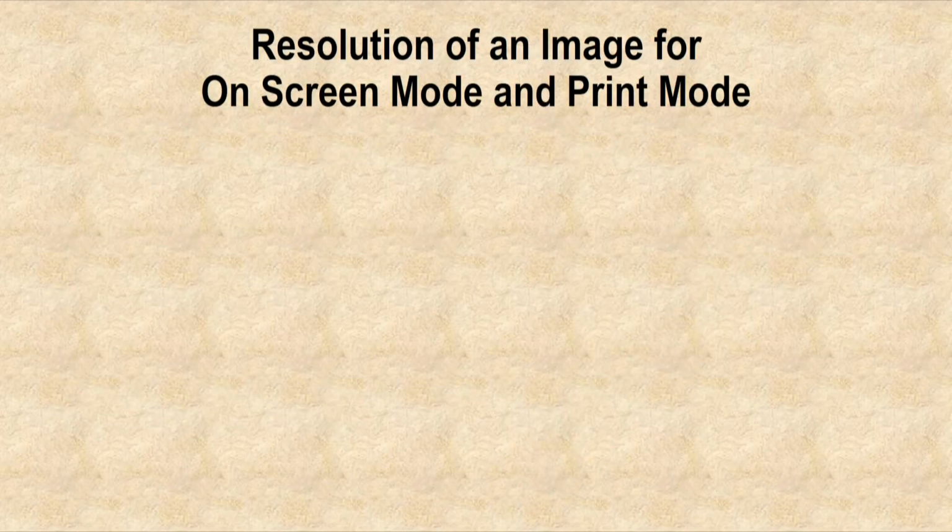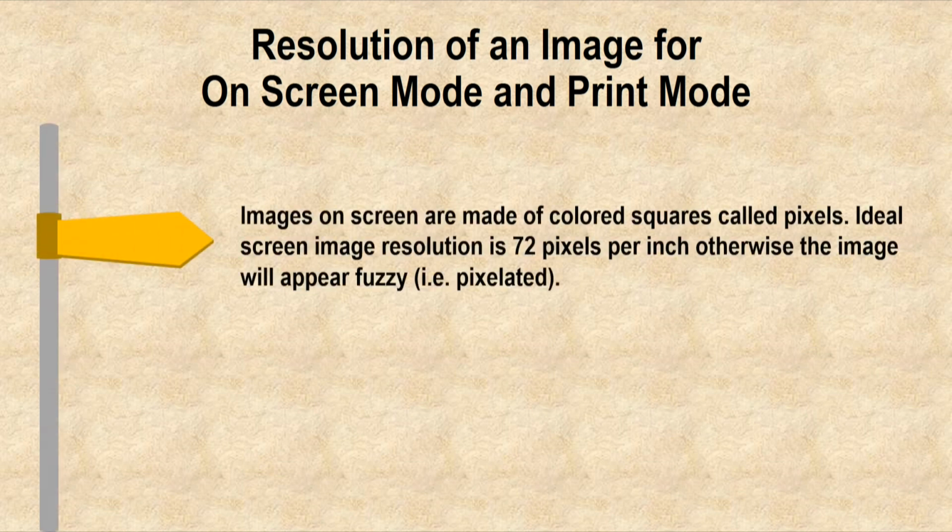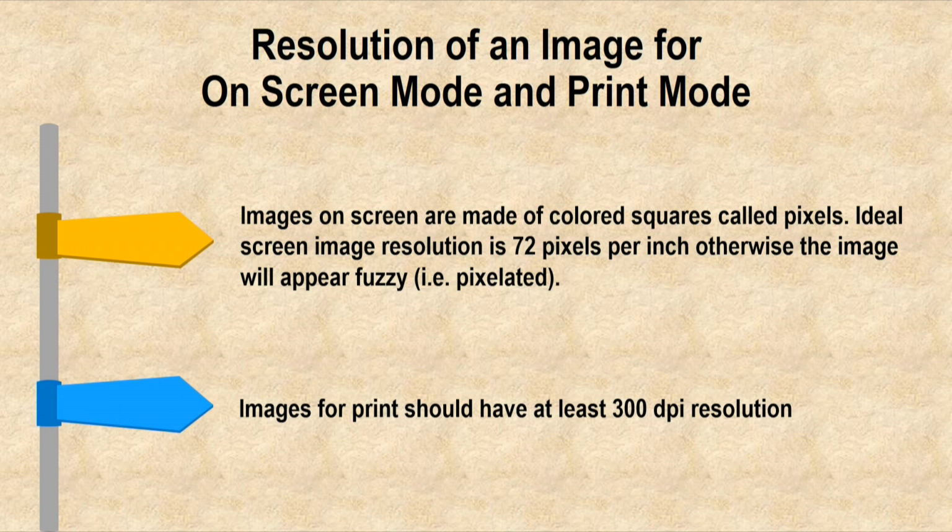Resolution of an image varies with respect to screen mode and print mode. Images on screen are made of colored squares called pixels, and the ideal screen resolution is considered to be 72 pixels per inch, otherwise the image will appear fuzzy or pixelated. Images for print should have at least 300 DPI resolution.